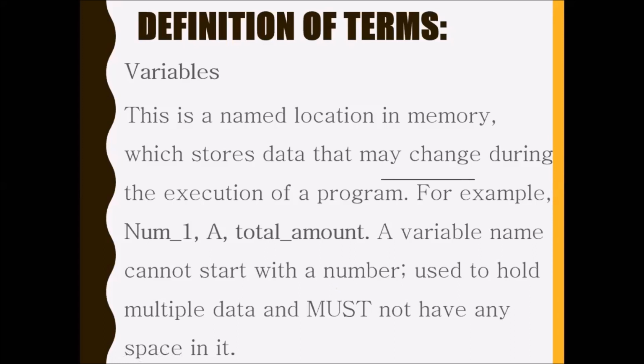a total number. Now your variable name can be anything. What we do recommend is that when you're writing your algorithm or program, it is best to use variable names that will signify what the data is holding. So here, where we have num1, we know that it is holding probably the first number. Total amount is holding probably a calculation of different prices, whatever it may be. So try as best as possible to have your variable name signifying what your data is holding.